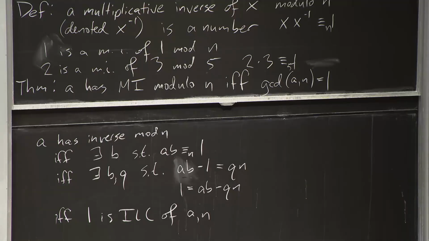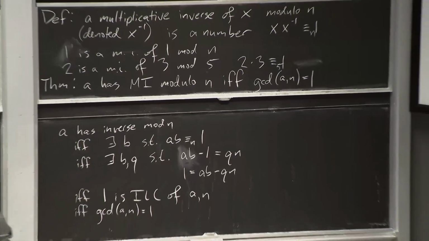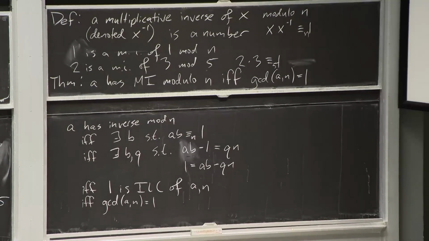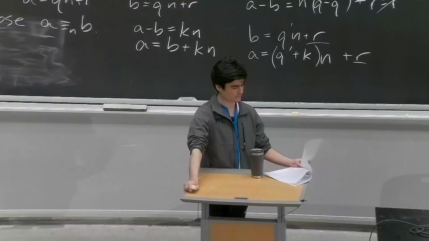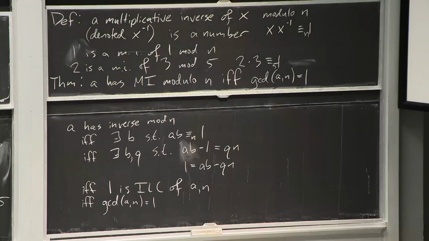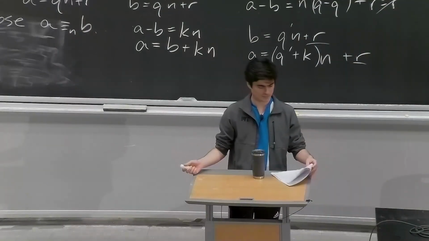And as we saw before, this happens if and only if their GCD is 1. So does that make sense to everybody? So if two numbers have a GCD of 1, then we can divide by one of them when working modulo the other.